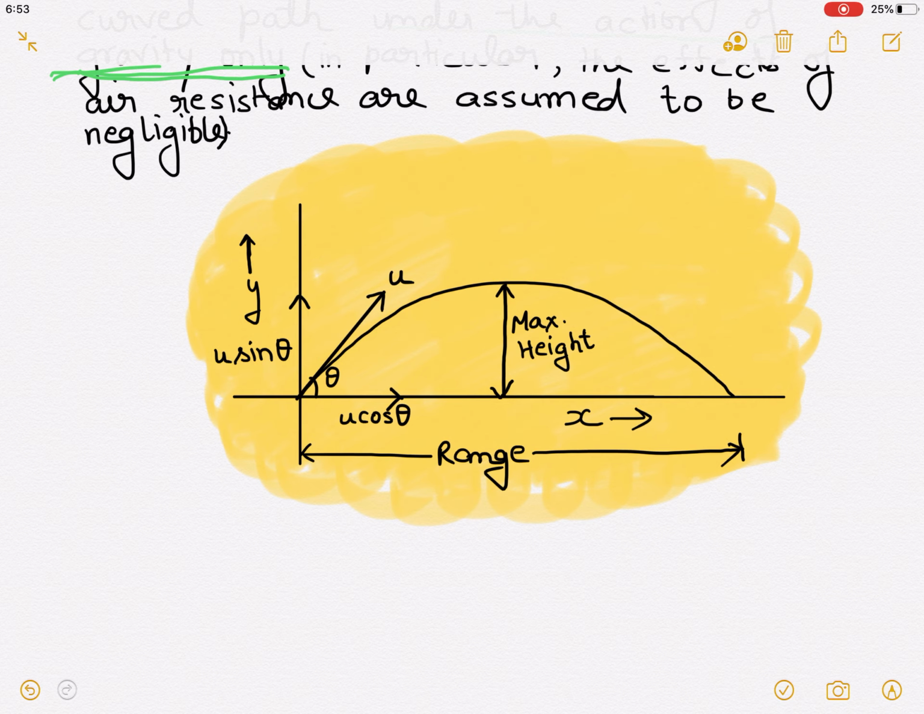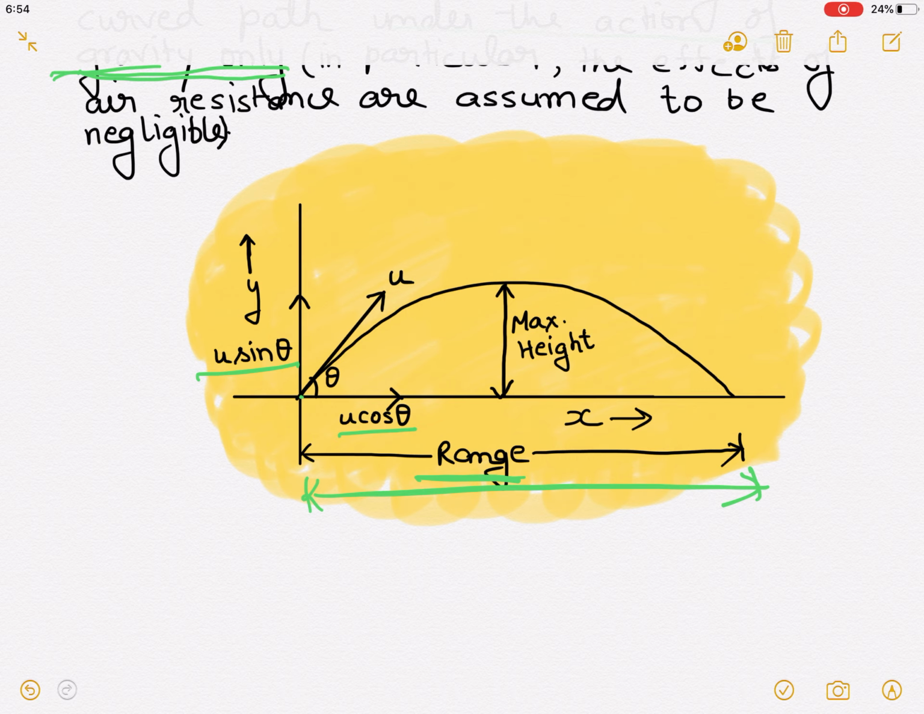Suppose we throw a body with an initial velocity u, and when we resolve it into its rectangular components, we get u cos theta and u sin theta, and the distance covered by it is known as the range. Now, there are three important points that you need to remember, which will help you in deriving the equations as well as solving the questions.